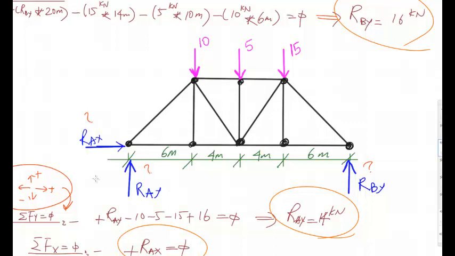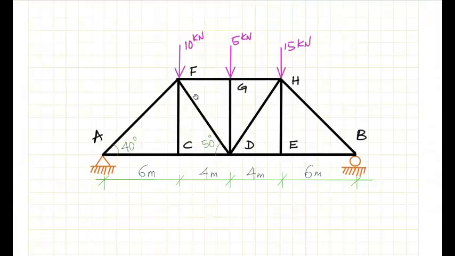And then we calculate the reaction at A by doing the sum of all forces in y direction equal to 0, and we get the value of RAY 14. And because there is no horizontal force acting on this truss, the horizontal reaction at A is equal to 0. So back to our truss here.